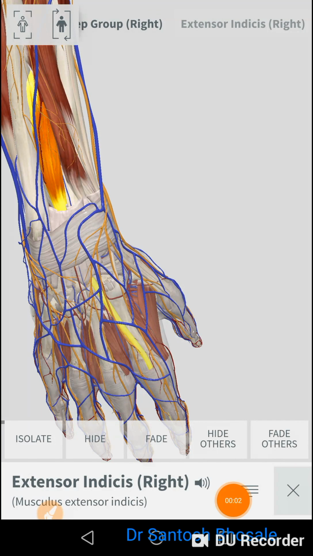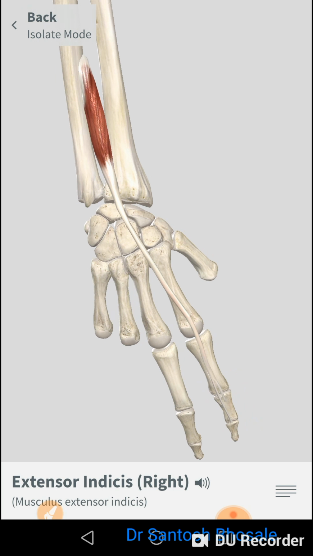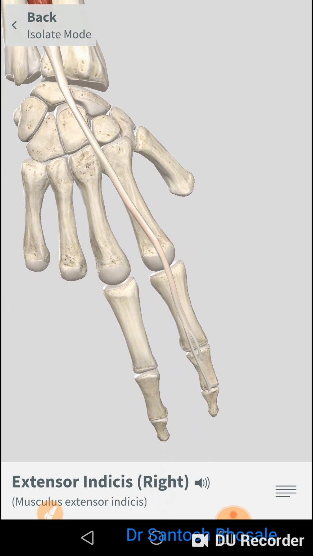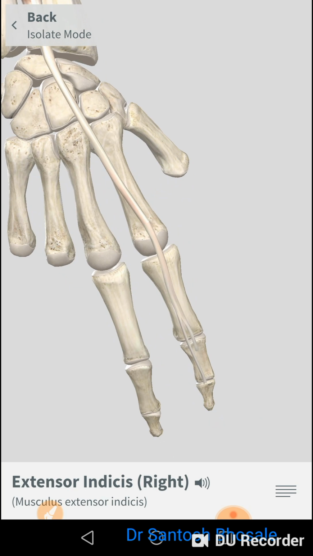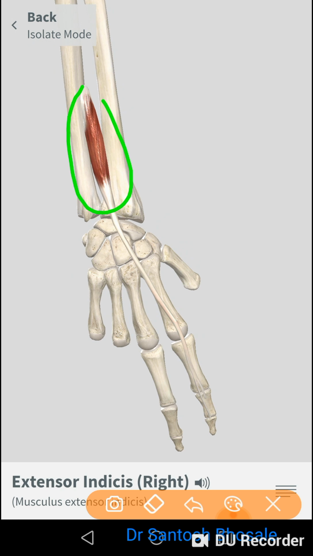Now coming to the last muscle of this deep group, that is extensor indicis. You can see it takes origin from the posterior surface of the ulna. As the name suggests, it goes and inserts into the phalanges of the index finger. The origin is from the posterior surface of the shaft of the ulna, below the abductor pollicis longus and the extensor carpi ulnaris origin. This is the extensor indicis.